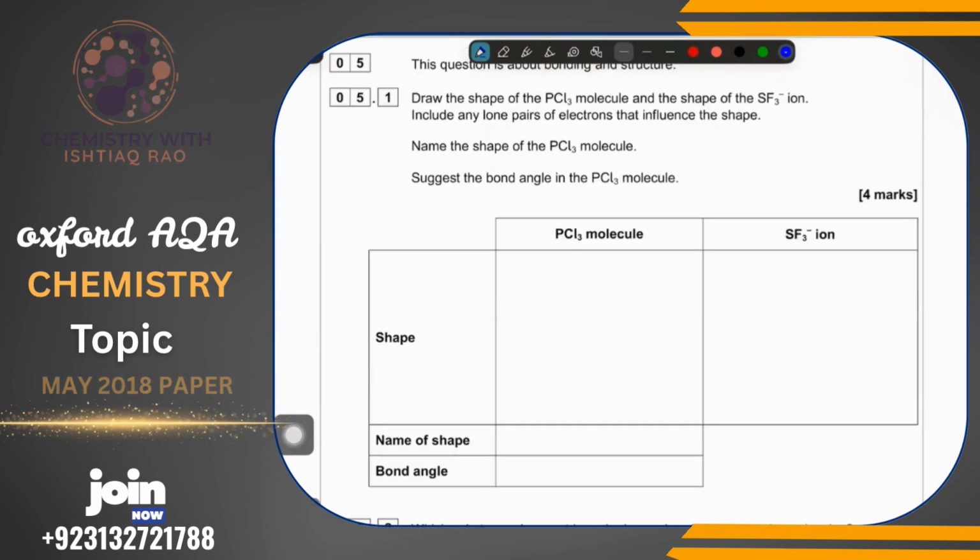Okay, then see this one. Draw the shape of the PCl molecule and include any lone pairs. Okay, PCl molecule shape. So of course you have to determine the number of lone pairs and bond pairs, right? How many lone pairs and how many bond pairs are there?